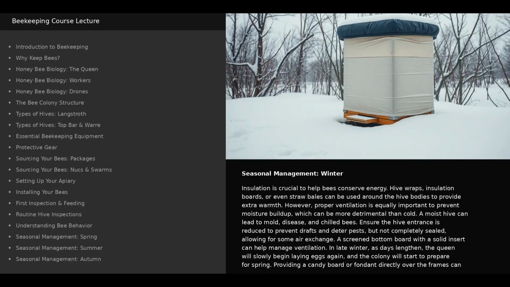Insulation is crucial to help bees conserve energy. Hive racks, insulation boards, or even straw bales can be used around the hive bodies to provide extra warmth. However, proper ventilation is equally important to prevent moisture buildup, which can be more detrimental than cold. A moist hive can lead to mold, disease, and chilled bees.